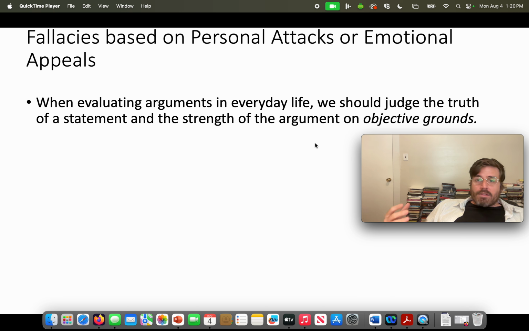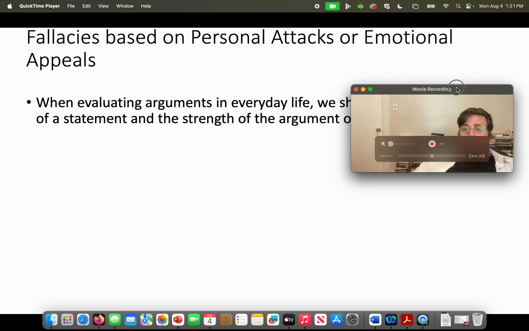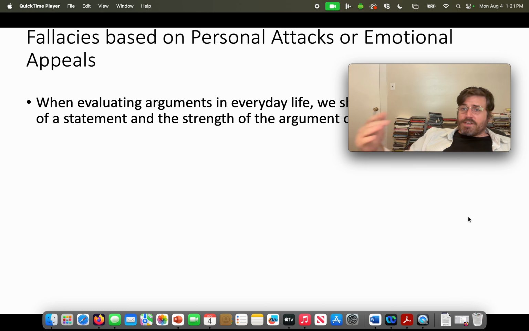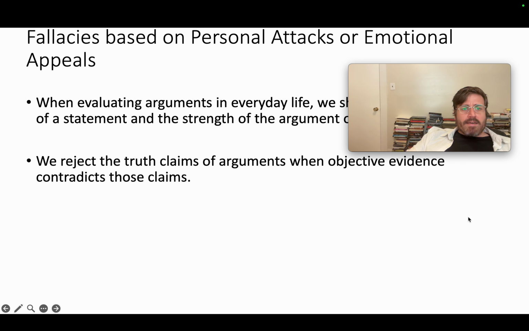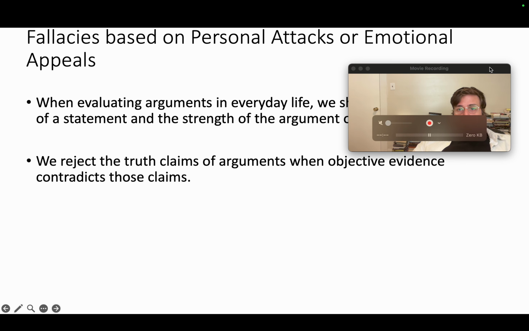But note that logical and valid arguments are striving for this standard of objectivity. So if we can study fallacious reasoning, we can become better attuned to objective judgment, towards disinterested judgment rather than prejudicial judgment. Okay, we should reject the truth claims of arguments when objective evidence contradicts claims.